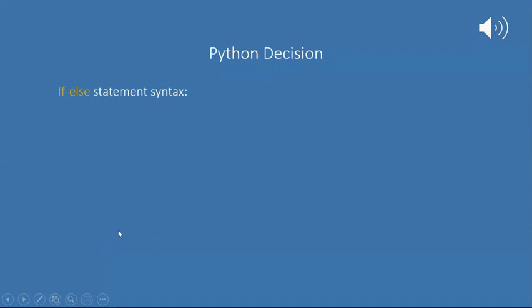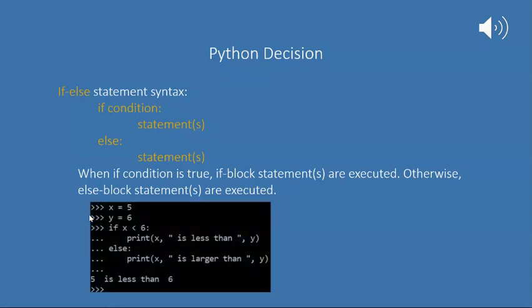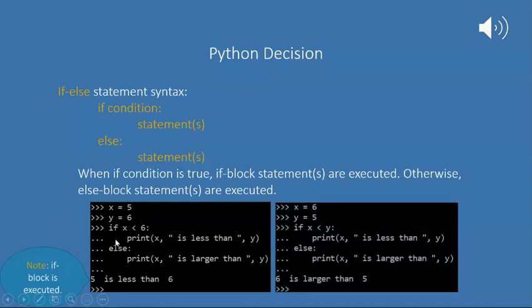Python decision may use an if-else statement. An if-else statement contains an if block or if branch, and an else block or else branch. In either block, we can have some statements. When the if condition is true, the if block statements are executed. Otherwise, the else block statements are executed. Like in the example, the left one shows the if block is executed, and the right side shows the else block is executed.